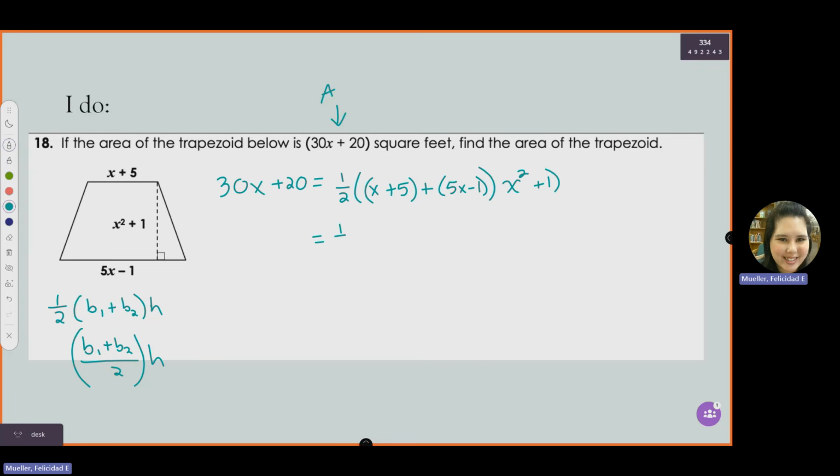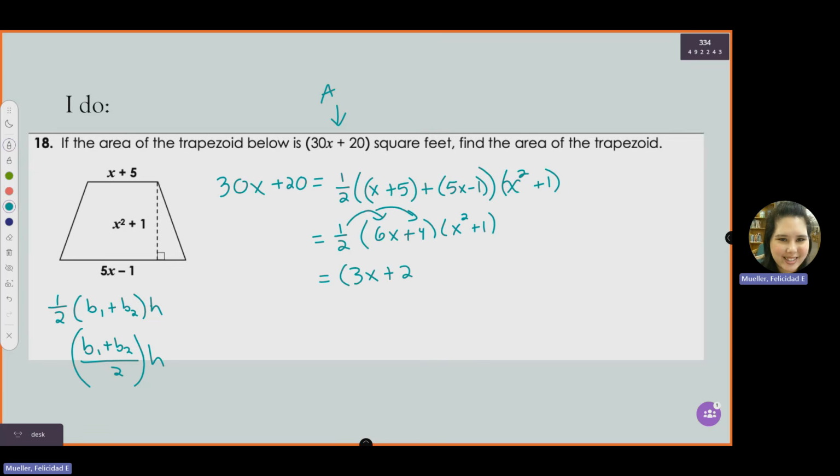So we're gonna do 1/2 times 6x plus 4 times x squared plus 1. Okay, that's what it's missing. So we're gonna go ahead and actually apply this 1/2 to this first section here to give us something smaller to work with. So 3x plus 2.